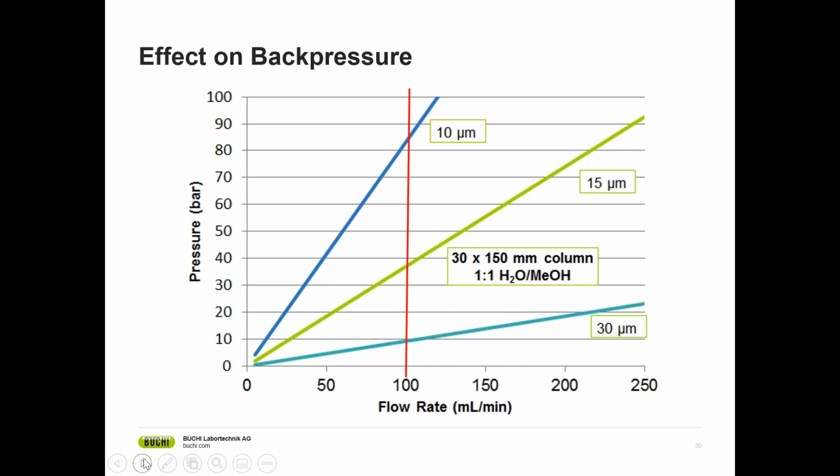Now you can see that the hardware needs to be able to withstand these pressures. So plastic cartridges typically have a limit of around 15 to 20 bar. So smaller particles will lead to different hardware to be used. This is why for HPLC, where typically 5 micron particles and smaller are used, metal hardware is required.